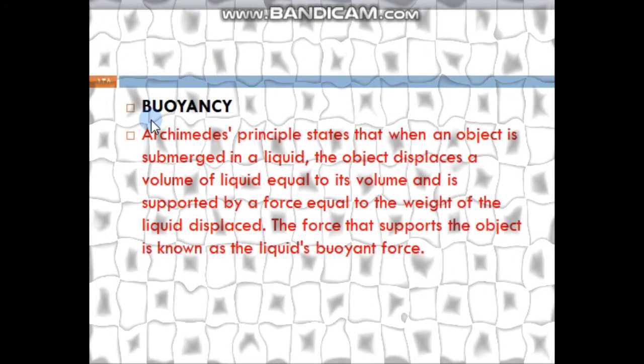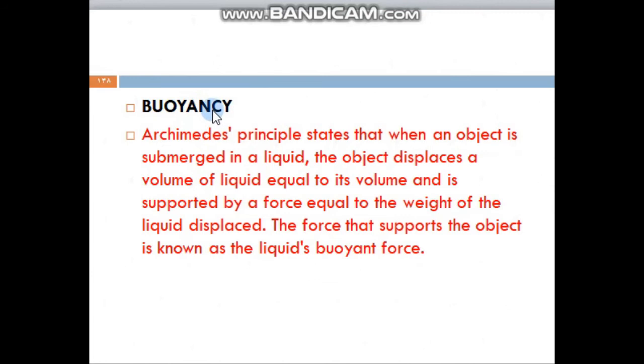Buoyancy. How can we understand the meaning of buoyancy? We can understand that by the Archimedes Principle. The Archimedes Principle states that when an object is submerged in a liquid, the object displaces a volume of liquid equal to its volume and is supported by a force equal to the weight of the liquid displaced. I will show you a figure and we will explain the Archimedes Principle in detail.